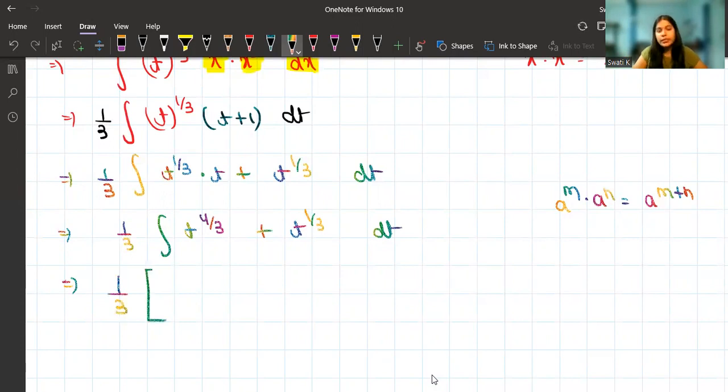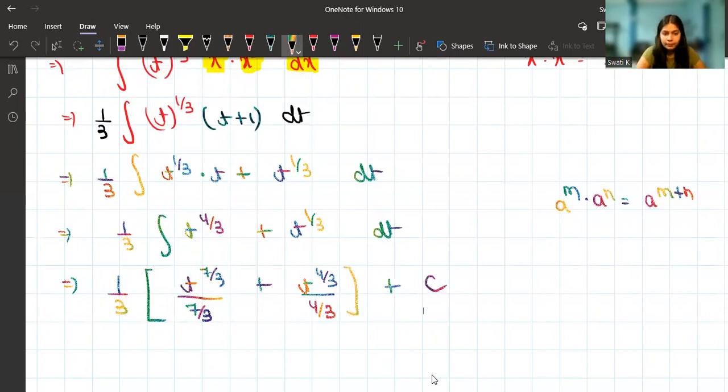So what is integration of t raised to 4 upon 3? It is simply t raised to 4 upon 3 plus 1, that is 7 upon 3, using the formula x raised to n, right? If integration of x raised to n is x raised to n plus 1 upon n plus 1, so using that formula, it is 4 upon 3 plus 1, that is 7 upon 3, and then of course divided by 7 upon 3 here. Our integration of this is going to be t raised to 1 upon 3 plus 1, that is 4 upon 3, and this is also going to be divided by 4 upon 3, and then plus the constant of integration.